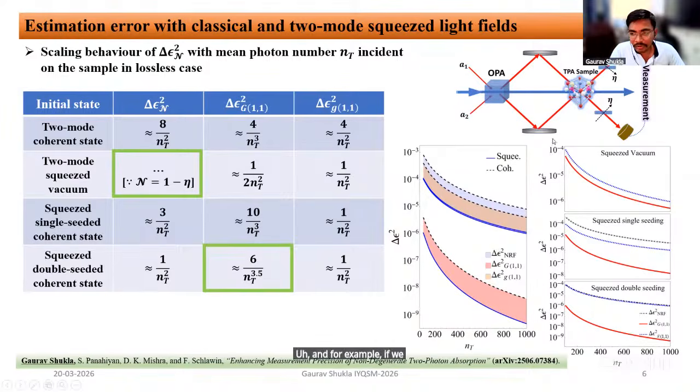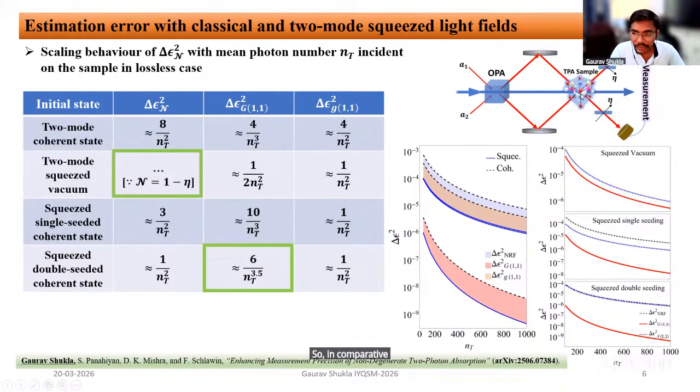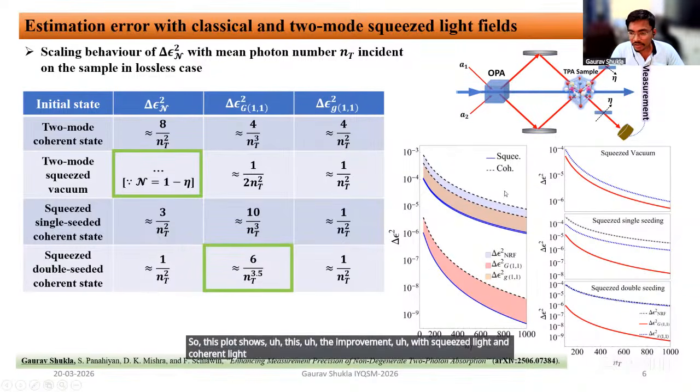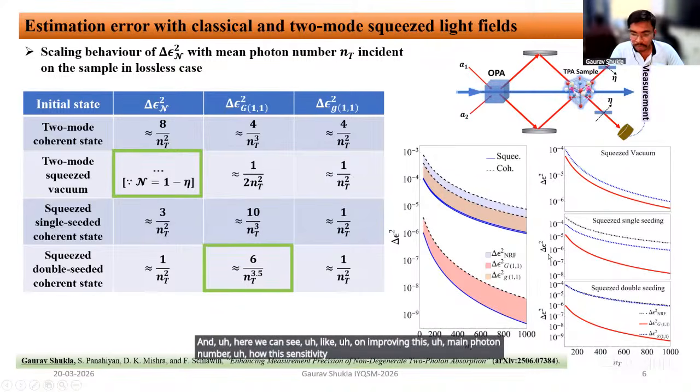For example, if we put 100 photons on this sample, if it is a simple coherent state, compared to the coherent state, we get 10 times better result when we use this squeezed double seeded coherent state. These plots show the improvement with squeezed light and coherent light, where the dash lines show the coherent states, and the solid lines are squeezed light. And here we can see how the sensitivity can improve on increasing the mean photon number.